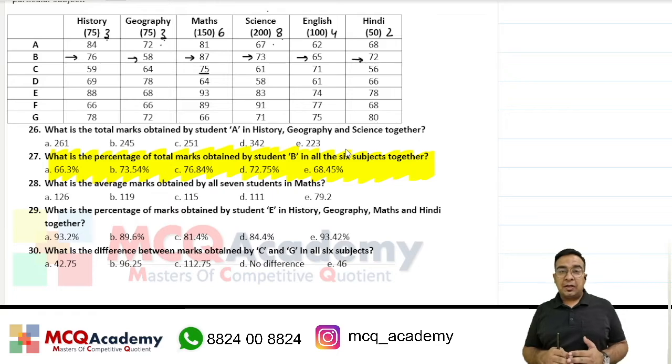ये सब कैलकुलेट करने के बाद में आप इसका टोटल स्कोर पता लगाएंगे. You will divide that again by the total maximum marks of all these subjects and multiply that by 100 to get the total percentage of marks that B has scored overall.